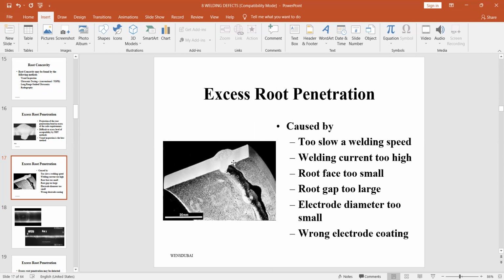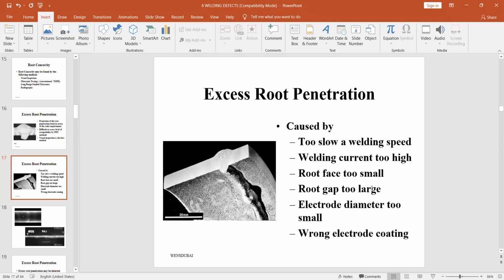The minimum penetration should be up to the thickness. Suppose the thickness up to here is sufficient. This is the extra material. The reasons are too slow a welding speed, and welding current too high. If welding current is high, then the melting rate is high, and you will get extra material very fast here. Then root face too small, root gap too large. If root gap is large, then there are chances for more molten metal to drop down. Electrode diameter too small as compared to root gap.